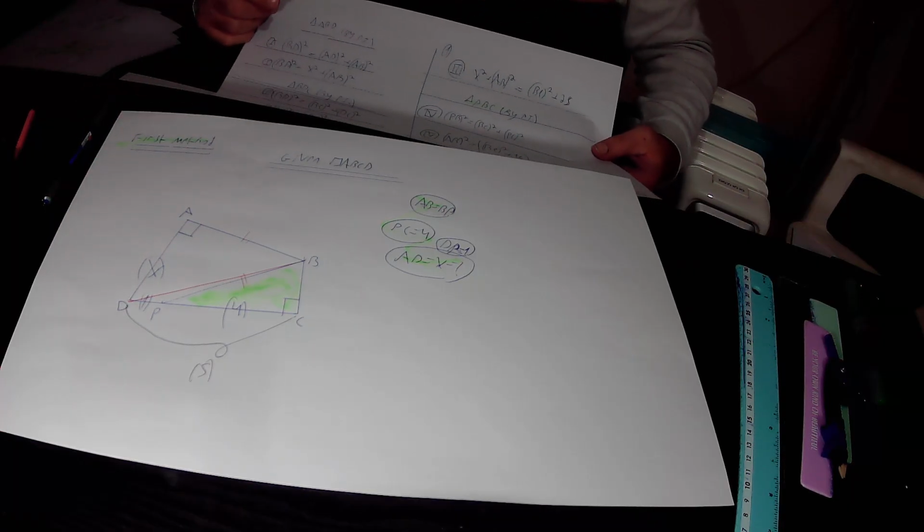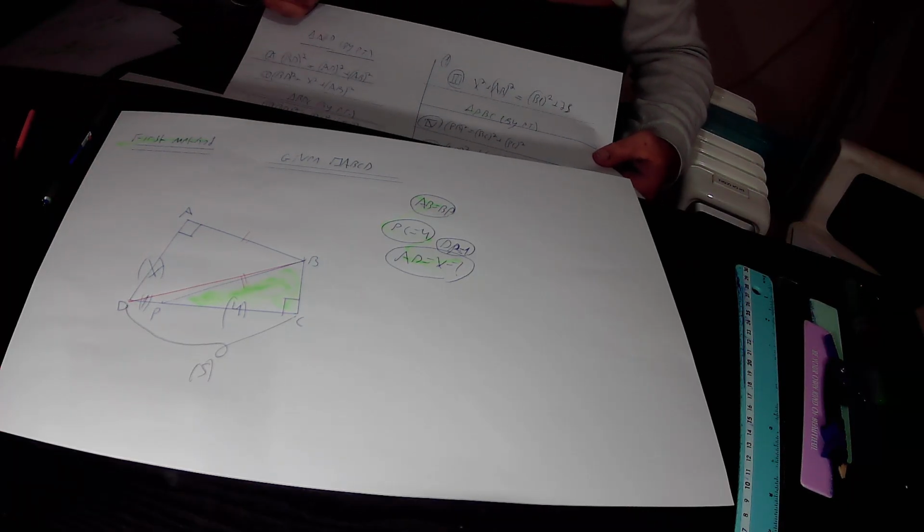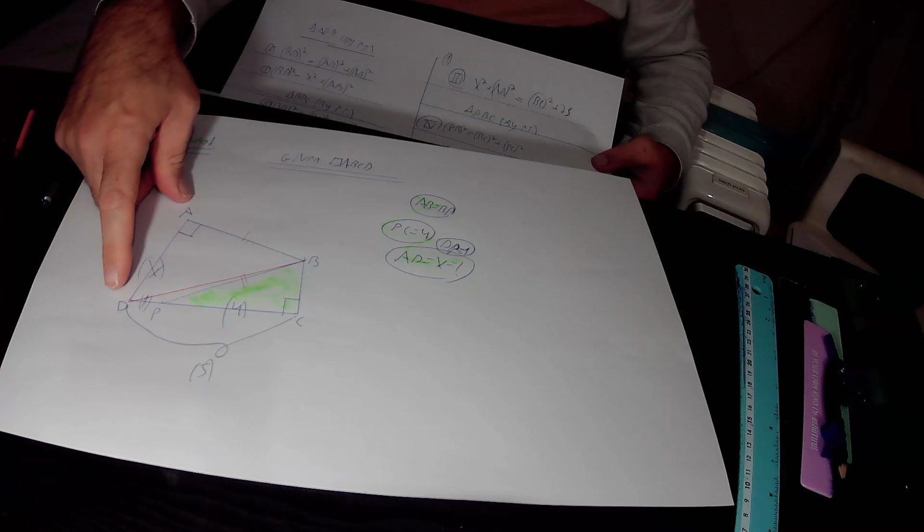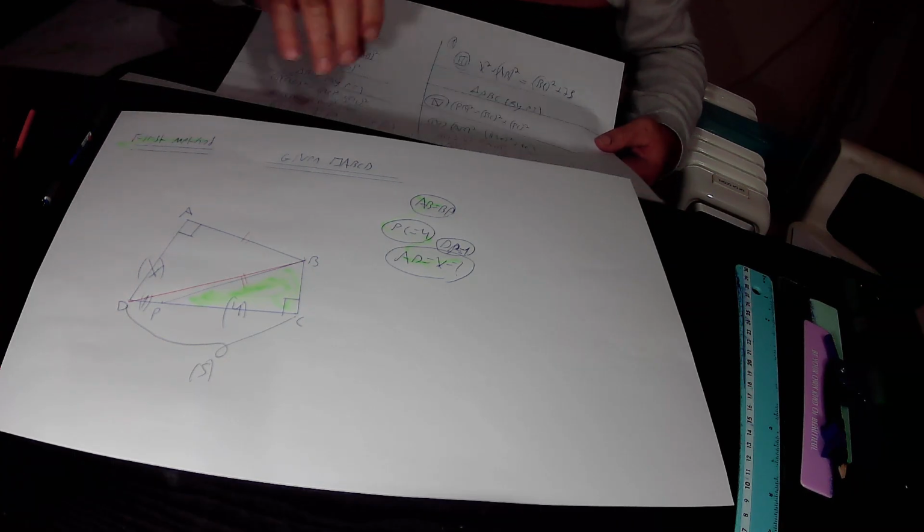We finish with the first method. The next step, I repeat the solution. According to the second method, we find that the length of the right side AD, which is x, in a different way.